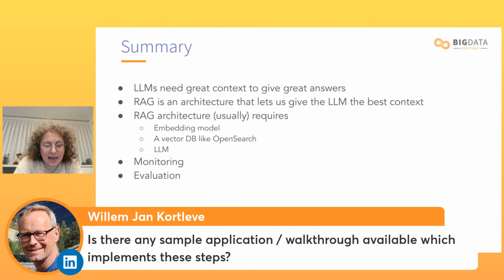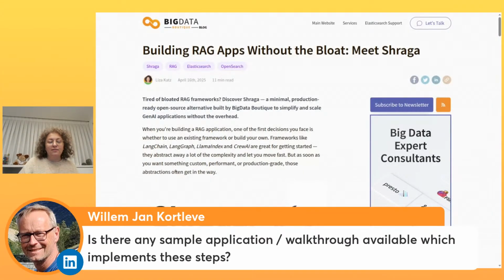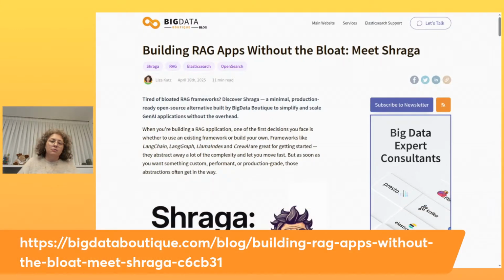Okay, is there any sample application walkthrough available which implements these steps? So I didn't prepare a repo for this stage. We do have Shraga available, so we can share the Shraga repo. Shraga is an internal framework that we have, which we use to develop applications internally. We open sourced it. And I think that the Shraga repository, you can share it, Itamar, or just go to this article, it lets you see an example. It doesn't have the data, though. But I'm sure we can provide it later.